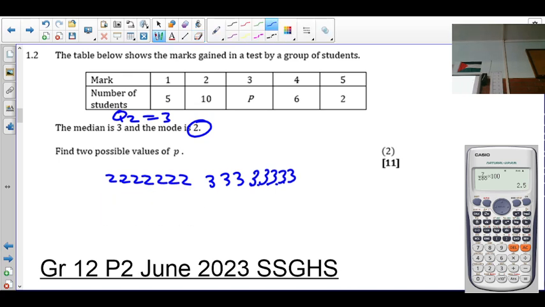So it's 1, 2, 3, 4, 5, 6, 7. 2, 3, 4, 5, 6, 7. So if I have 7 2s and 7 3s, that means the mode is going to be 2 and 3. But that can't be the case. So then I must take one 3 away here. Can you see that, people?